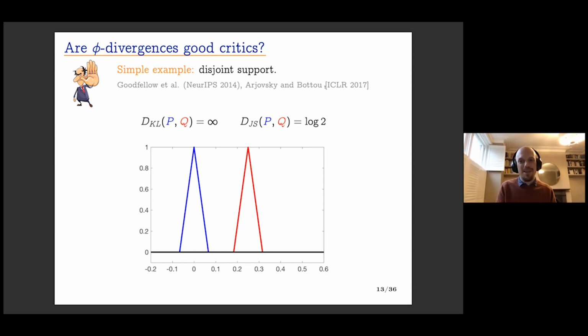GANs. So I've just told you that KL is a catastrophically bad critic, and yet 10,000 GAN papers use KL or Jensen-Shannon or some other phi divergence. So evidently it can't be as bad as all that, because otherwise thousands of papers wouldn't have been published. So what explains this weird gap between what KL should be doing and what KL is actually doing?